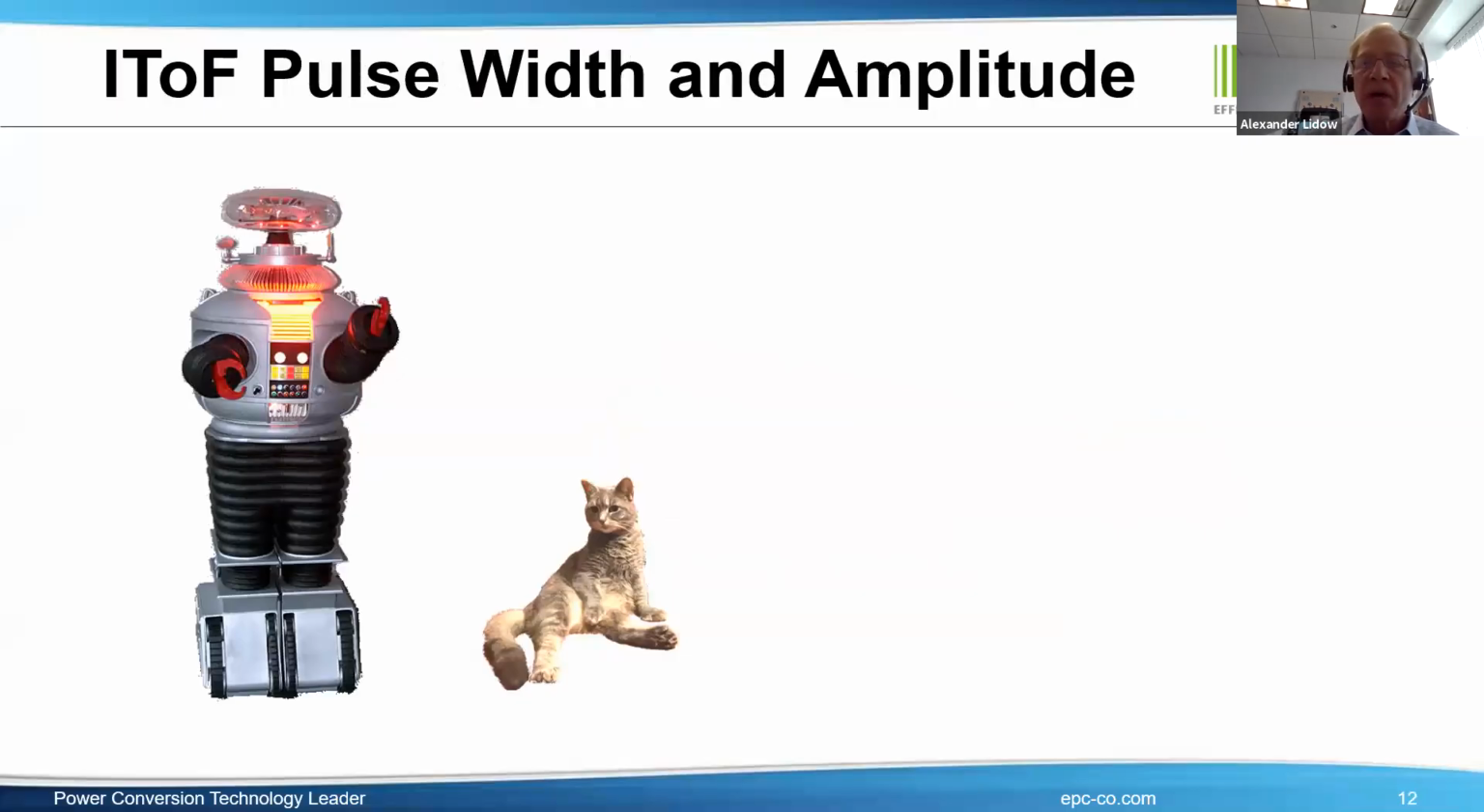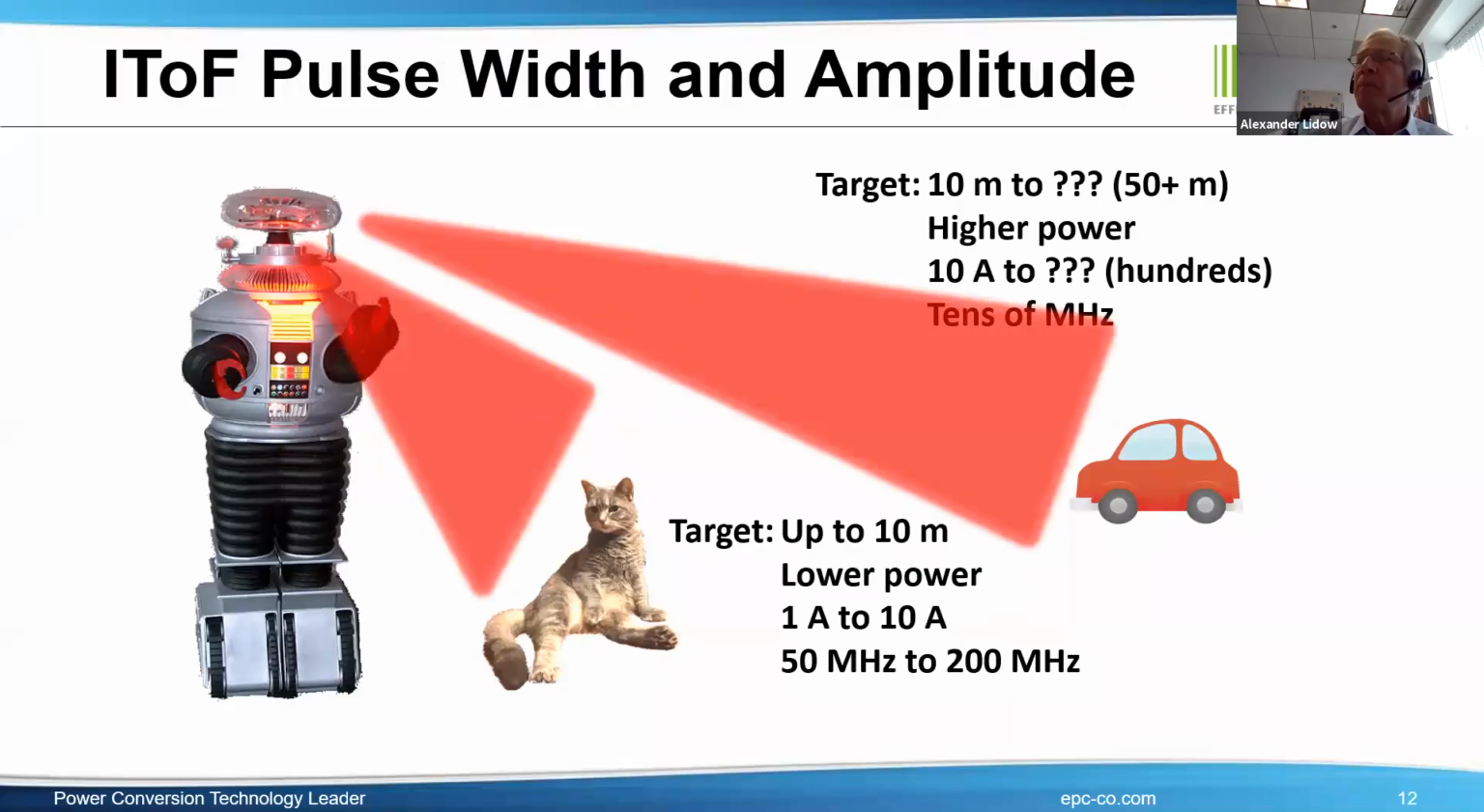Now, iToF uses a non-collimated beam. It's like a flashlight, and like a flash bulb, actually, better. And therefore, it takes a whole lot more energy to get enough photons to see a faraway reflection. I mean, you've all had that experience where you're trying to take a flash photo of the moon, right? It doesn't really work very well. And so if you're looking at targets up to 10 meters, well, then the light doesn't disperse very much. So it's lower power, maybe up to 10 amps.